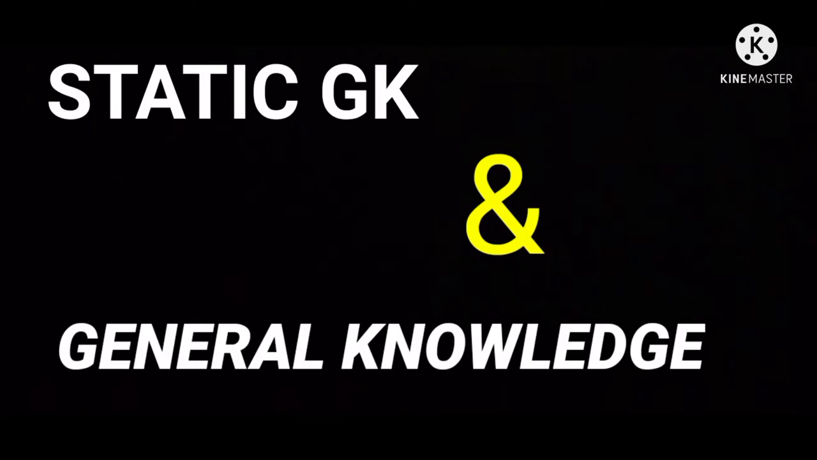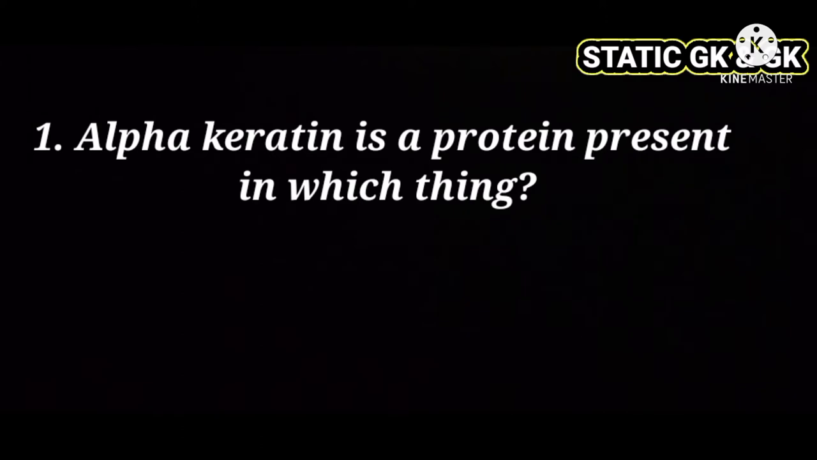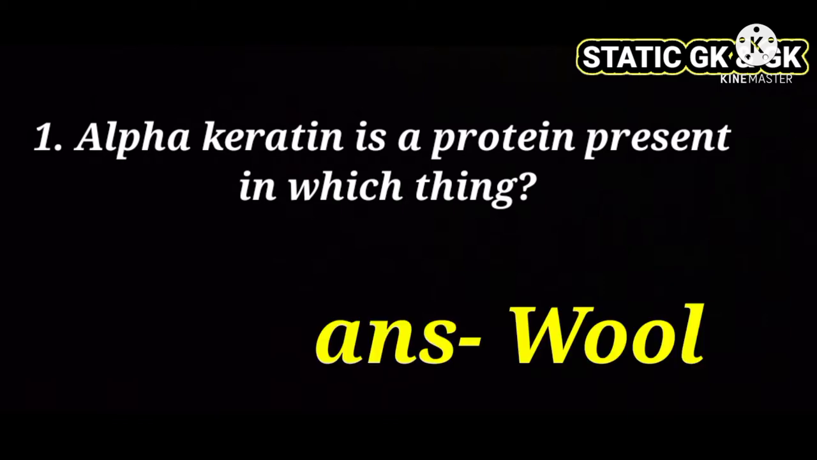General knowledge. This is the most important part of any exam. So we are going to start. First question. Alpha carotene is a protein present in which thing? Answer, wool.